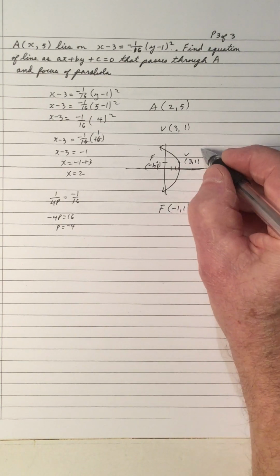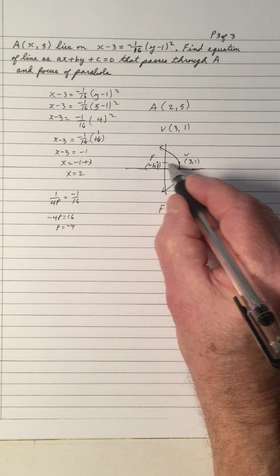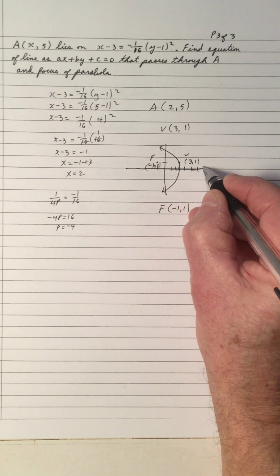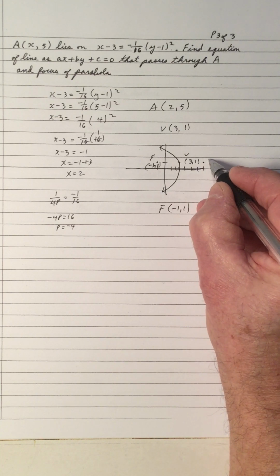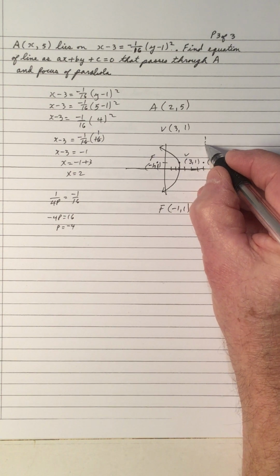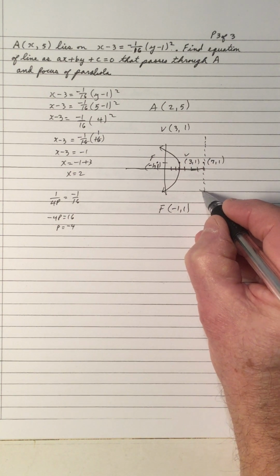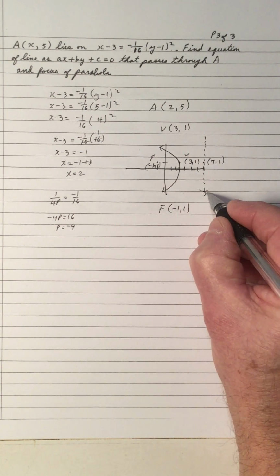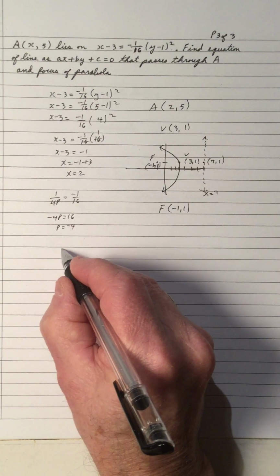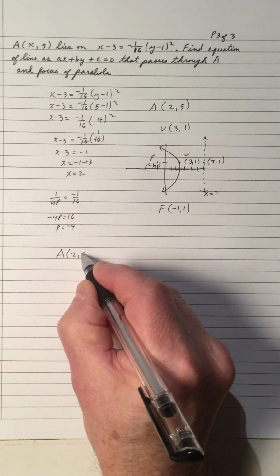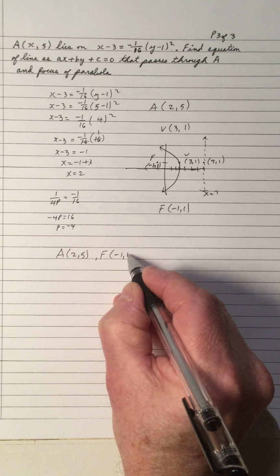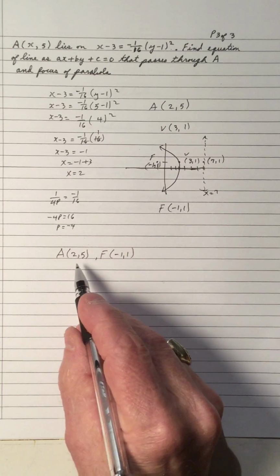And we want to get the directrix, but we don't. So this is a negative 4, so we go 4 this way. So 1, 2, 3, 4, which is right here. So this point is 7, 1. So the directrix, we didn't need it by just doing it, is x equals 7. But we only need the focus and the point. So A is 2, 5. And the focus is negative 1, 1. So we want the equation.